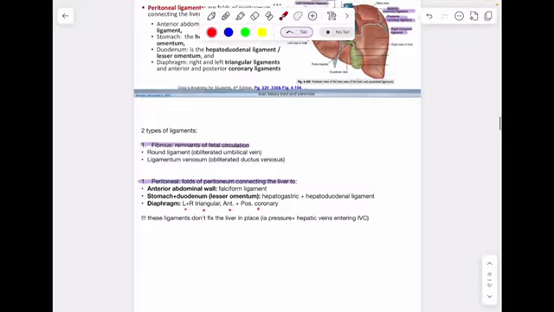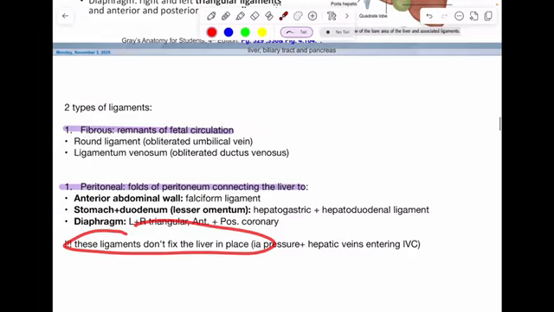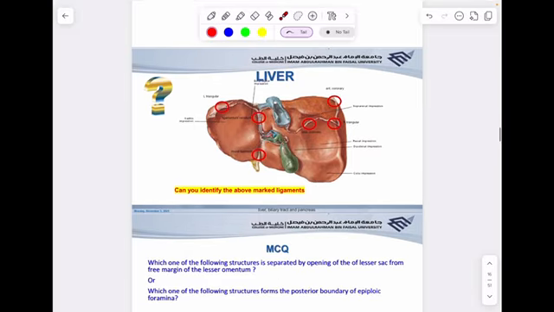What we need to know here is that these ligaments aren't what fix the liver in place. What does is the intra-abdominal pressure, as well as the hepatic veins entering the inferior vena cava. You can label the ligaments here, but the doctor went over them quickly.